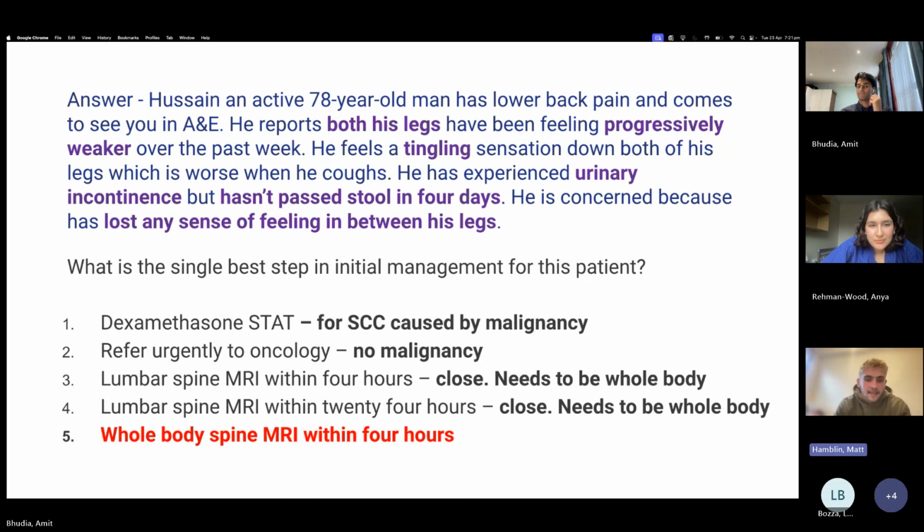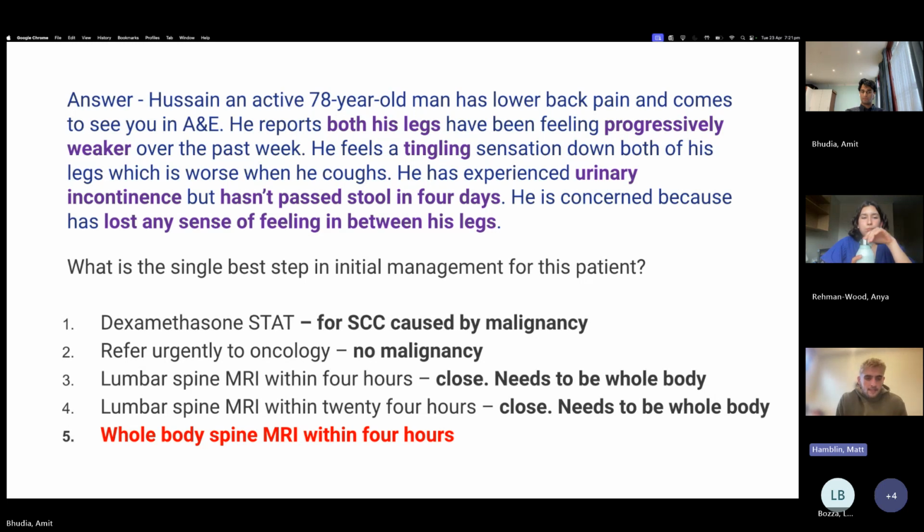So what we have is Hussein, an active 78-year-old man, who has lower back pain and comes to see you in A&E. He reports both of his legs have been progressively weaker over the past week, and he feels a tingling sensation down both of his legs, which is worse when he coughs. He's experienced urinary incontinence but hasn't passed stool in 4 days, and he's concerned because he's lost any sense of feeling in between his legs.